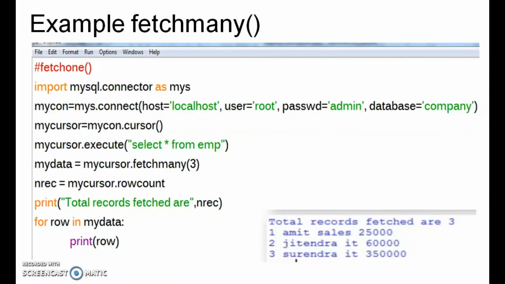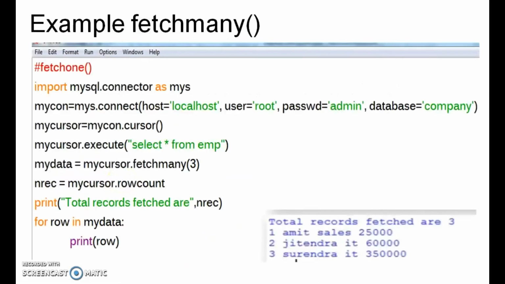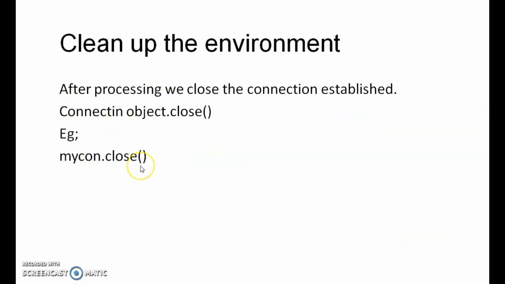Okay, children. So after that, you can clean up the environment. After doing all operations, you can clean up the environment by using the close function. Okay, so to close the connection, connection object dot close. For example, mycon.close. Okay, in our example, you can see mycon is our connection object. So you can write mycon.close to close our program or to disconnect from the database.